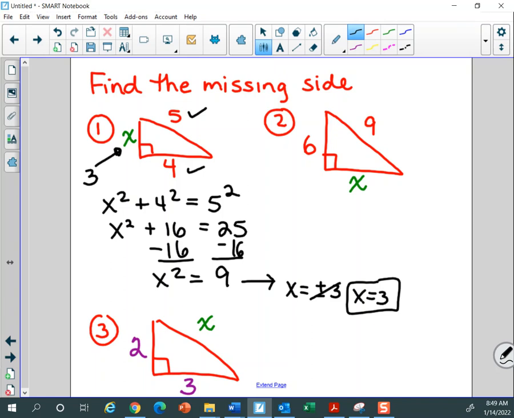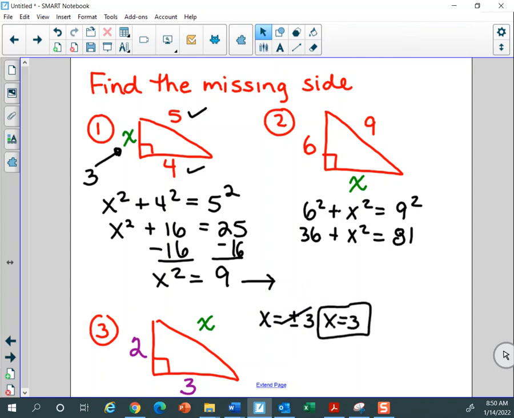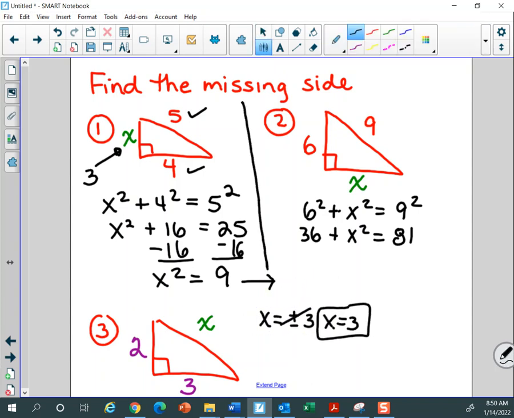Everybody good with that? 6 squared plus x squared equals 9 squared. We're not going to get pretty answers for all of our right triangle problems. There are all kinds of right triangles that have sides that are not whole numbers. So we're not going to let that freak us out, even though we are going to talk about some of the ones that are super pretty a lot. Move this down here. Kind of block this off.